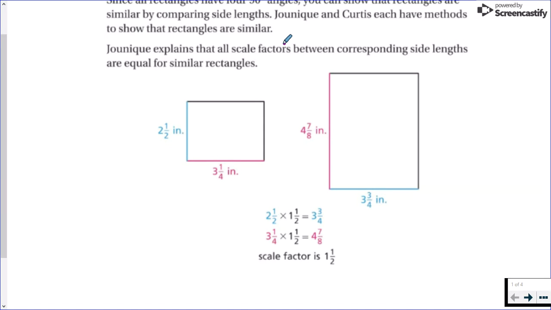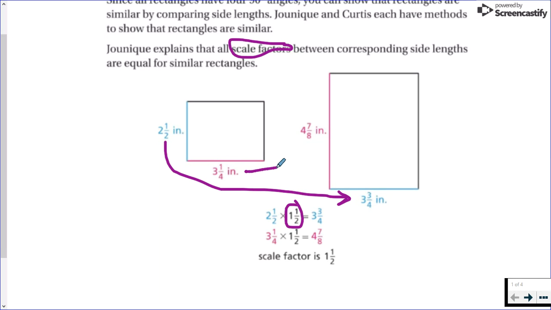So what they say is that the scale factors between corresponding side lengths are equal for similar rectangles. This would work for any shape as well. So for instance, if we were going to go from 2 1/2 to the corresponding side over here, which is 3 3/4, you would have to multiply it by 1 1/2. That's the scale factor. If you look at the other corresponding sides, you also have to multiply by 1 1/2.